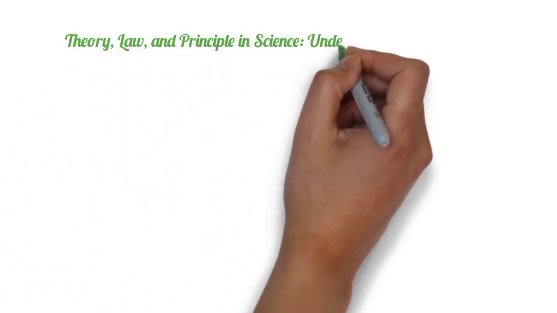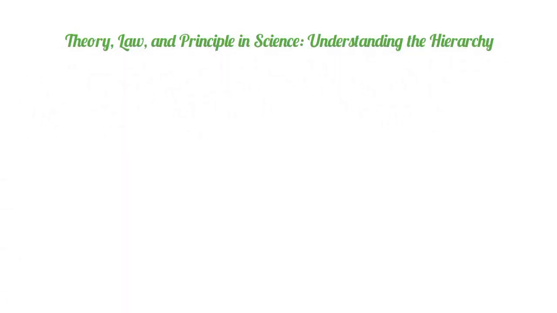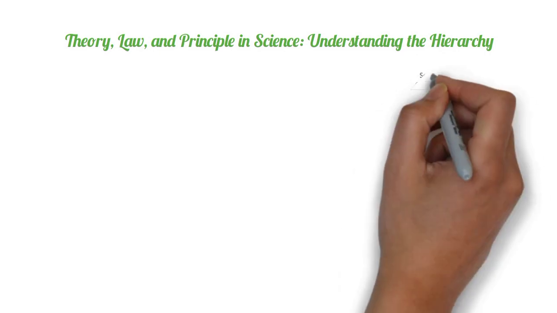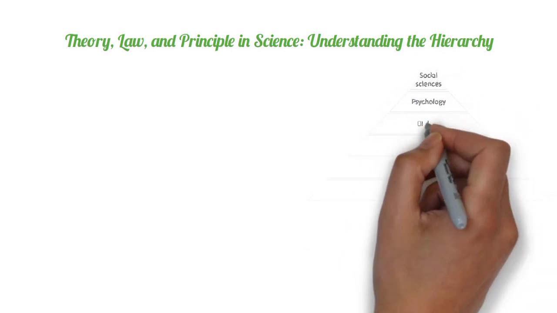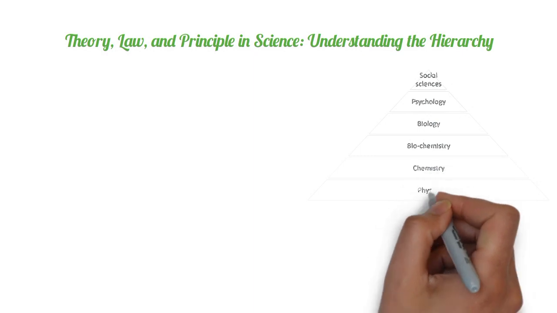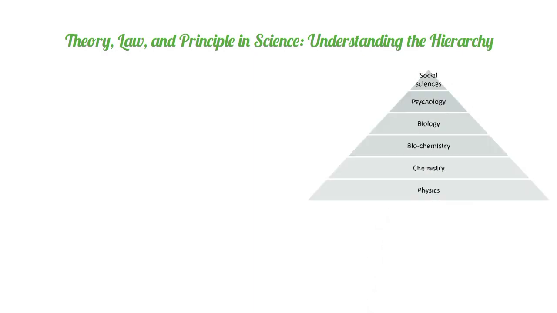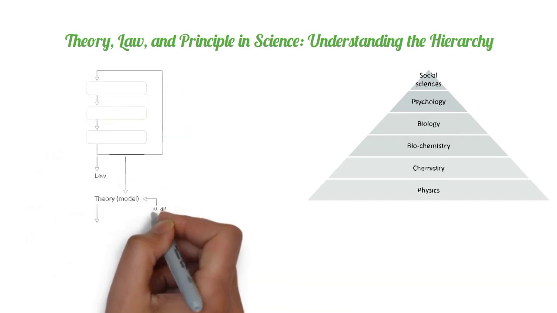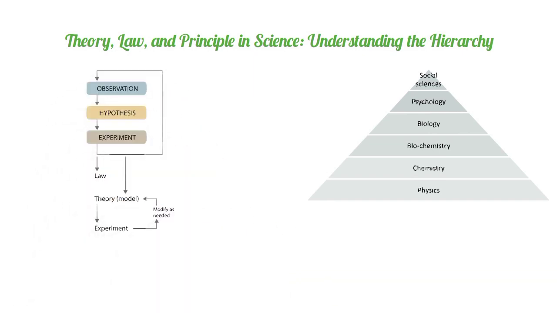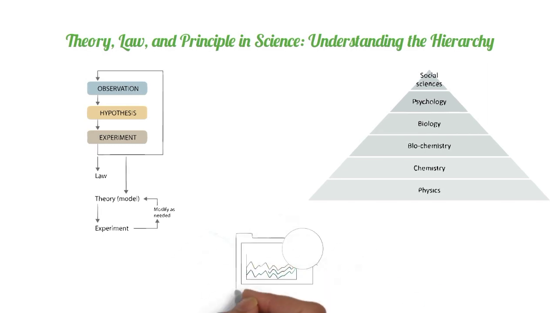Theory, law, and principle in science. Understanding the hierarchy. In science, there is a hierarchy of concepts that help us organize and understand the natural world. These concepts include hypotheses, theories, laws, and principles, each with its own role and level of scientific support. Let's break down what each of these terms means.